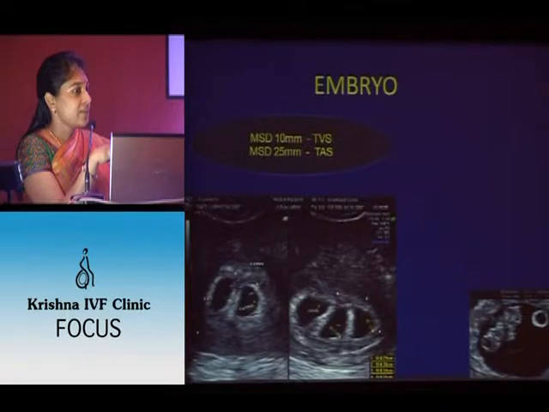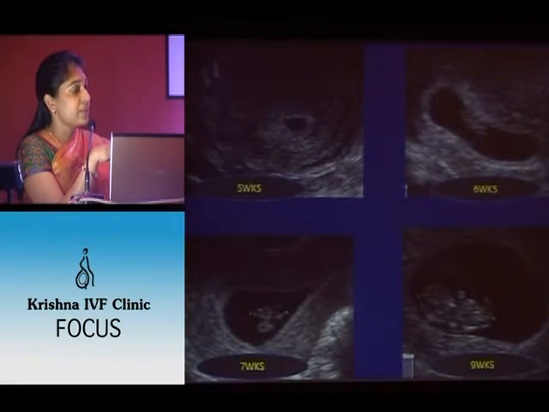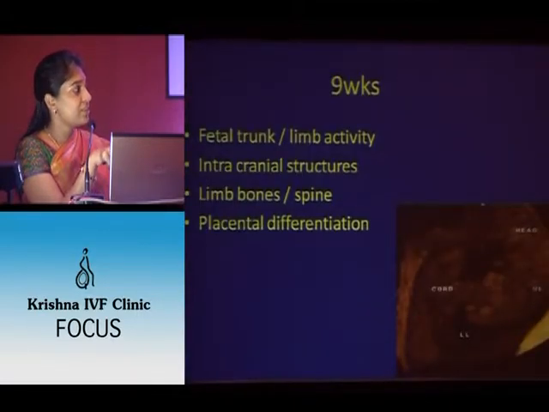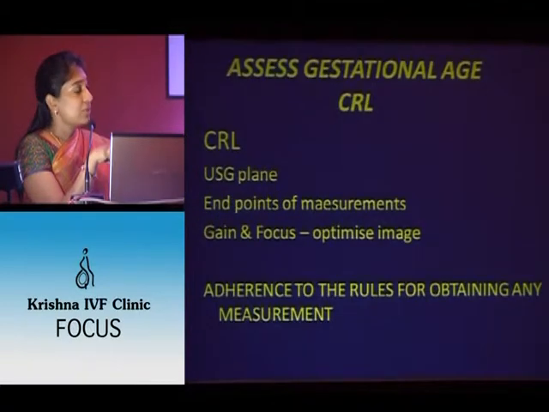So the next structure to see is the embryo. Once we see the embryo, we will start measuring it. But the events in the first trimester are so fast that an invisible embryo at around 5 weeks becomes visible with head and trunk differentiation with the limb buds. So this is the structure which should be measured to assess the gestational age.